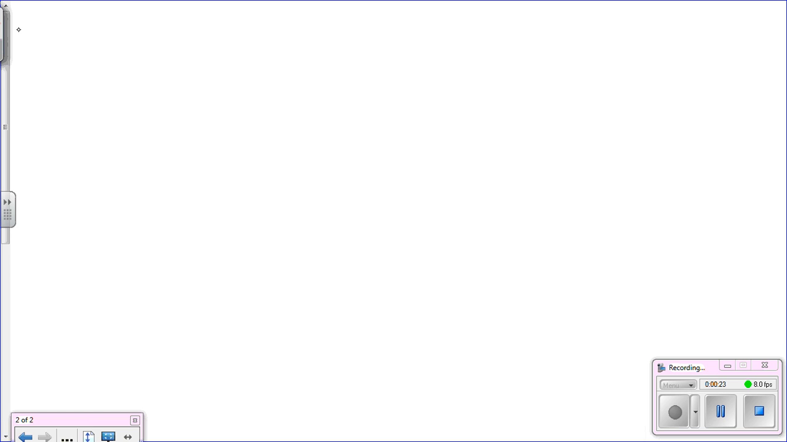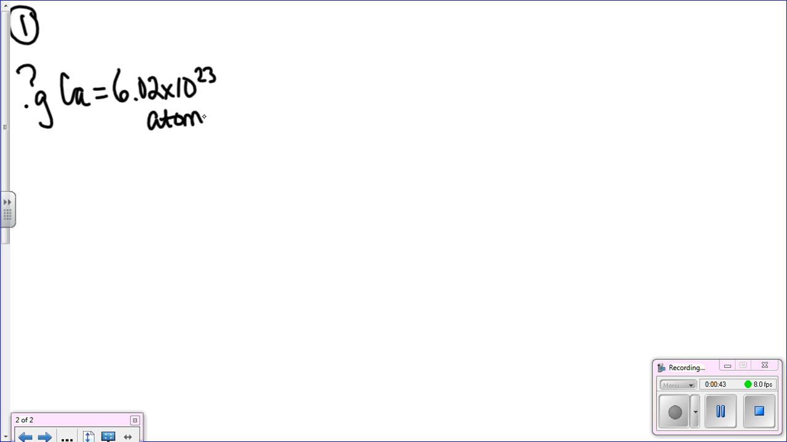In number 1, we want to know how many grams of calcium, and we are given 6.02 times 10 to the 23rd atoms of calcium. And we'll set up our equality. So this is your given, this is your find, and this is your given.